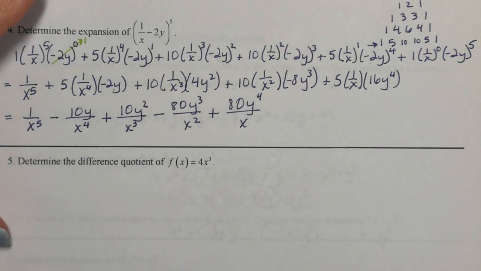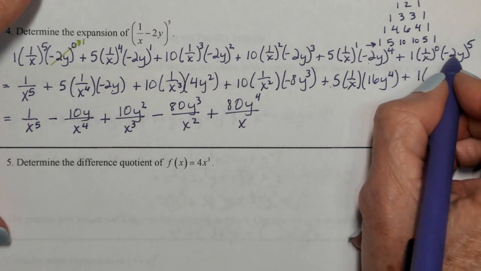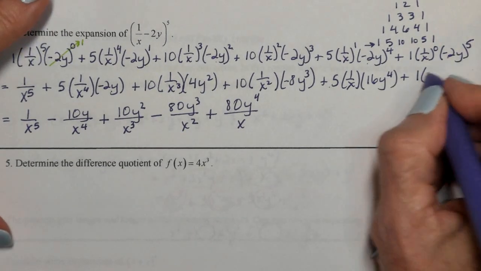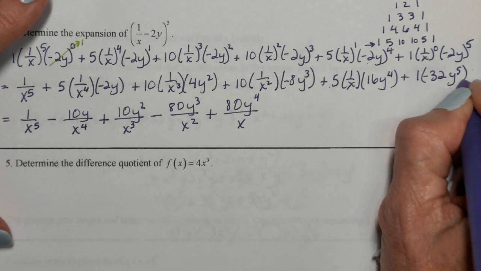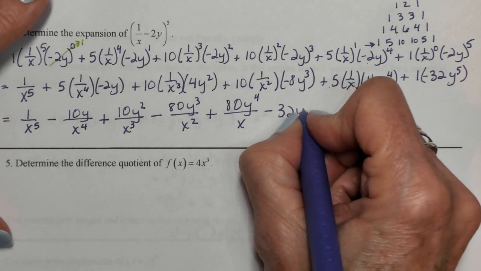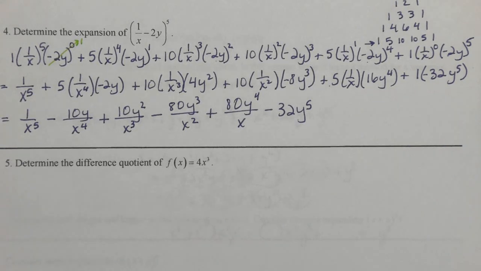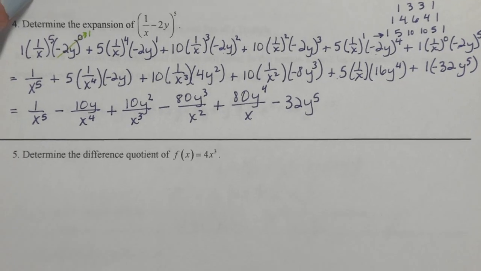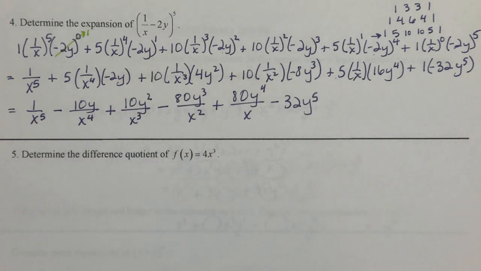And then our last one is 1 times negative 2 to the 5th. Negative 2 to the 5th is negative 32. And then we have the y to the 5th. So this is negative 32y to the 5th. And that is the expansion of that binomial to the 5th power.